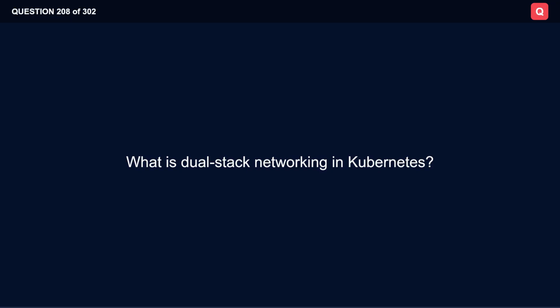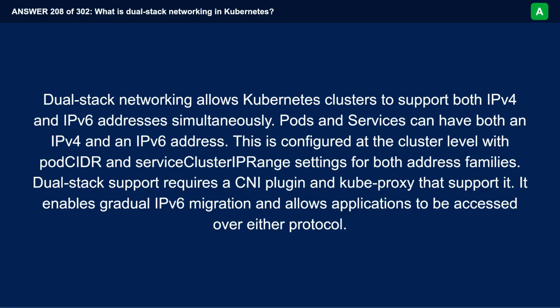What is dual-stack networking in Kubernetes? Dual-stack networking allows Kubernetes clusters to support both IPv4 and IPv6 addresses simultaneously. Pods and services can have both an IPv4 and an IPv6 address. This is configured at the cluster level with pod CIDR and service cluster IP range settings for both address families. Dual-stack support requires a CNI plugin and kube-proxy that support it. It enables gradual IPv6 migration and allows applications to be accessed over either protocol.